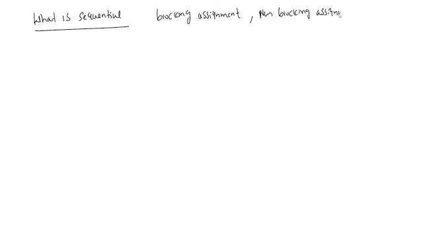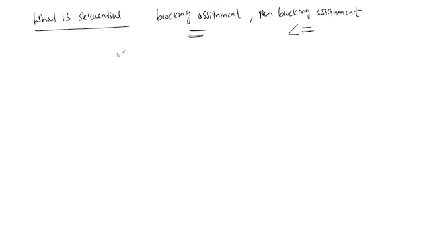What is sequential means, there are two kinds of assignments: blocking assignment and non-blocking assignment. If you attend any interview, they will surely ask what are blocking and non-blocking assignments. The symbol for blocking assignment is equal to, and for non-blocking assignment it is less than or equal to.